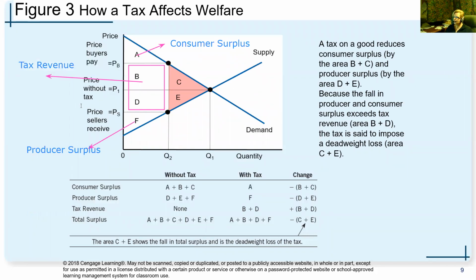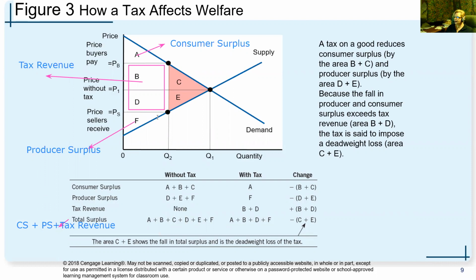Now, just to note that our new total surplus, down here, is going to include what the government has. So total surplus in this chapter, I want you to think of it this way: it's going to be consumer surplus plus producer surplus plus tax revenue. So that's a little bit different than what we've seen previously.